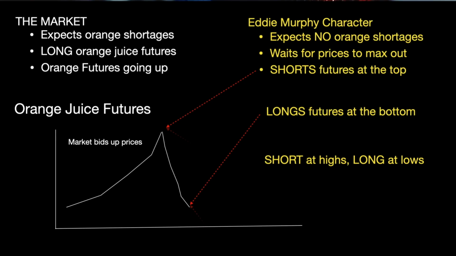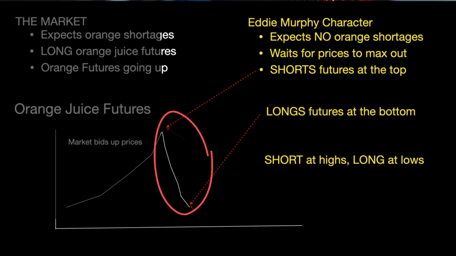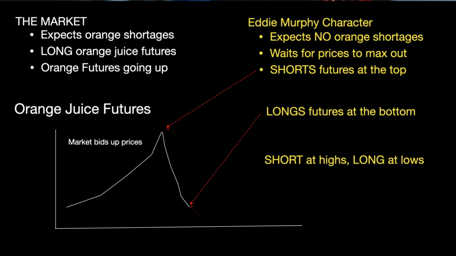You can think of them as essentially selling at high prices, then buying later what they needed to sell, and buying them at low prices, pocketing a tidy profit. Sell high, buy low, meaning short at high prices, long at low prices.